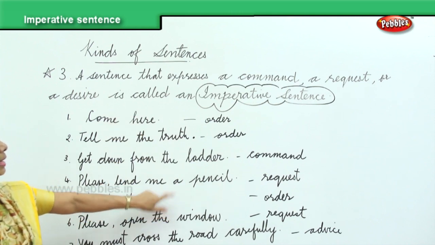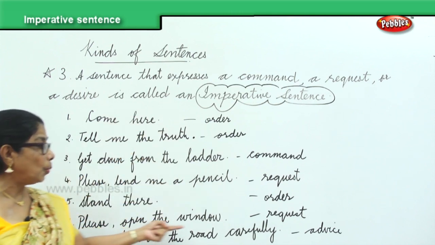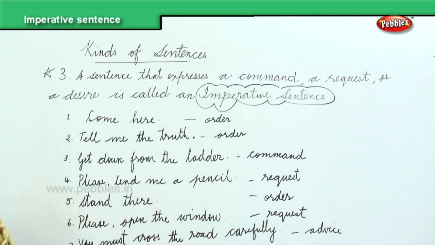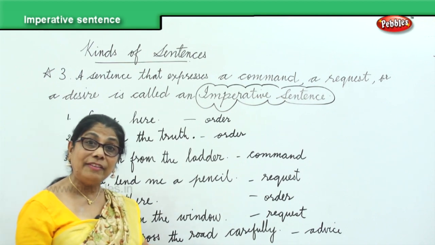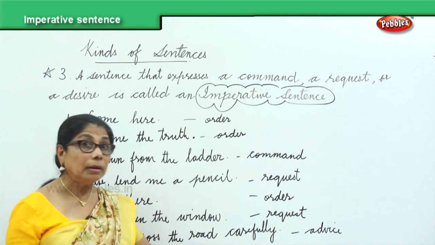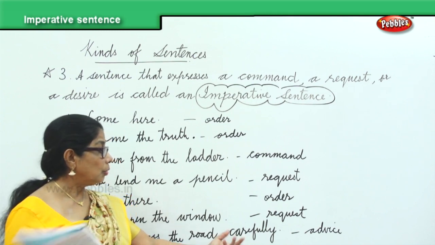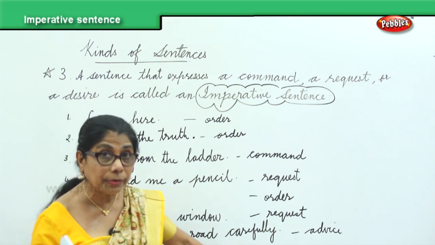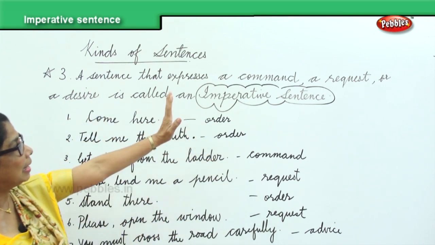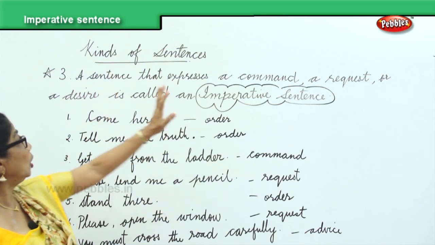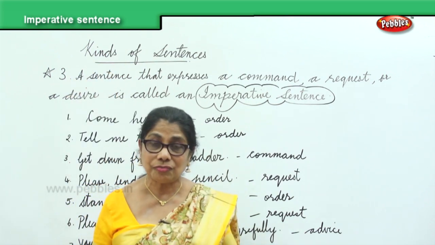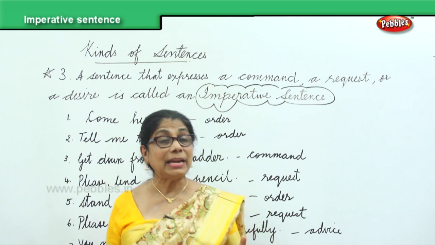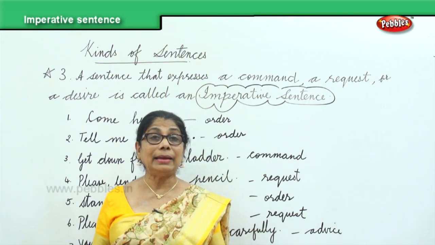When you know there's an order in the sentence, it's an imperative sentence. Please open the door. Request. You're requesting a person to open the window or door, whatever. You must cross the road carefully. You're giving advice. You're commanding somebody. If you don't cross the road carefully, something will go wrong. So you are advising a person, look, must cross the road carefully. Now, any sentence that's got a command or an order, a request, a desire, a wish, then you can say it's an imperative sentence. The imperative sentence begins with a capital letter and it ends with a full stop.